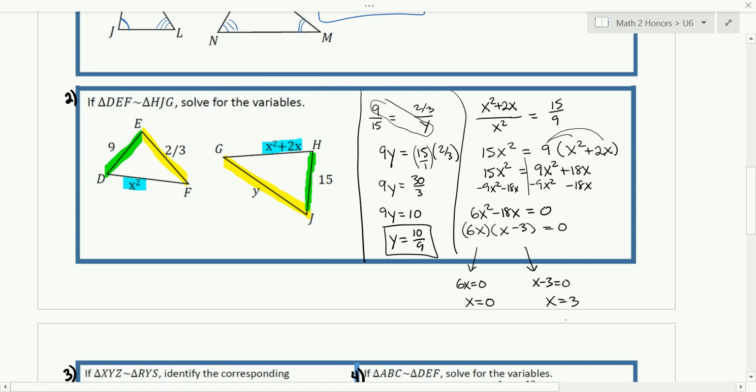X equals 0 doesn't make sense. If you plug it in, that makes the side length 0. And that's why we can't have a triangle with a side length of 0. And so x equals 3 is what we keep.